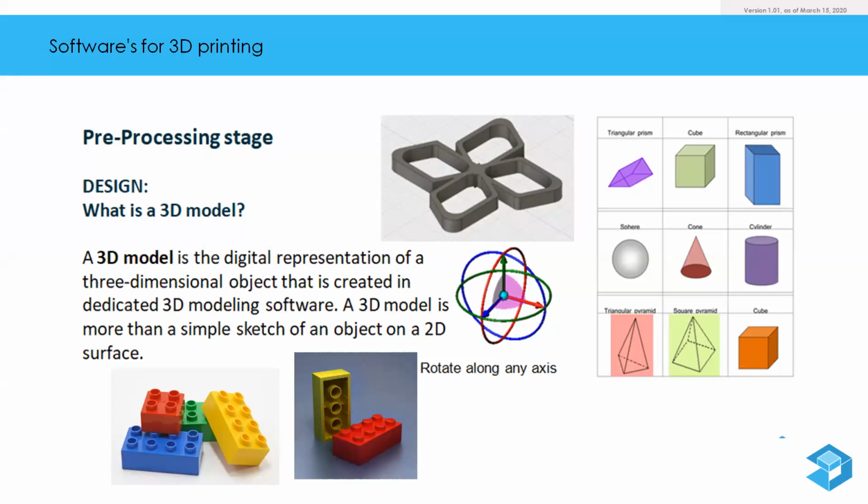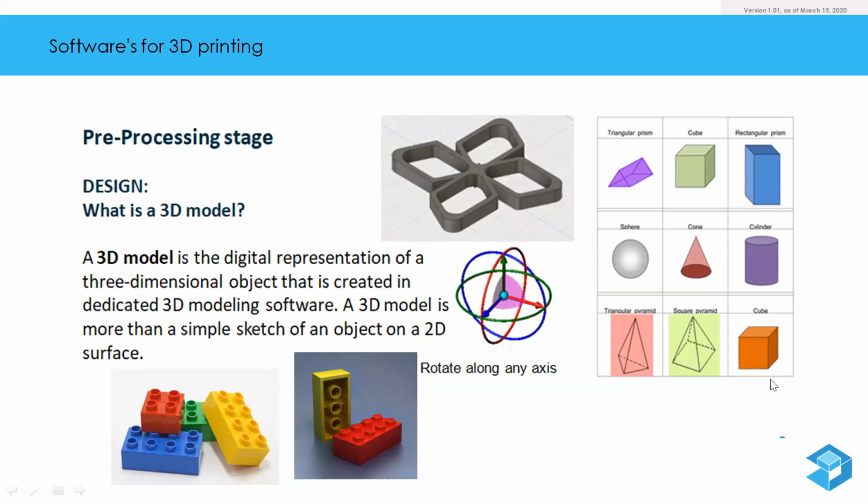Once a model is made, you can rotate it along any axis. This is another 3D model that is there. These are various 3D objects that can be made easily.